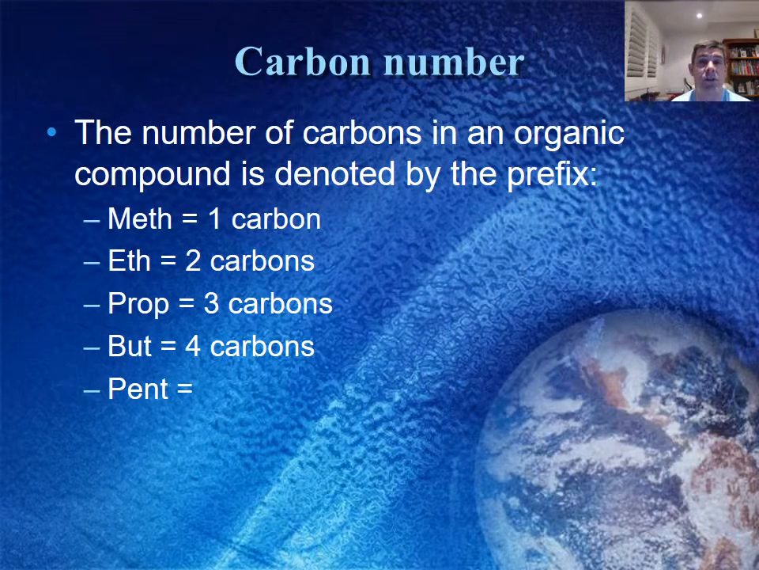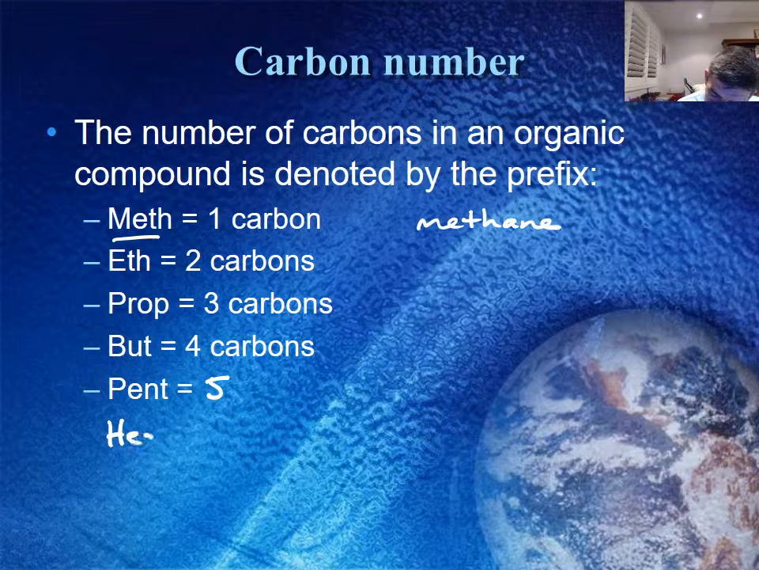Now, the first thing we need to do is look at the number of carbons that are present in our organic compound. The number of carbons can be found in the prefix to the name. Meth has 1 carbon, so an example of that would be methane, which is a compound we've looked at before. Eth has 2, prop has 3, but has 4, pent has 5, hex has 6, hept 7, and oct is 8.